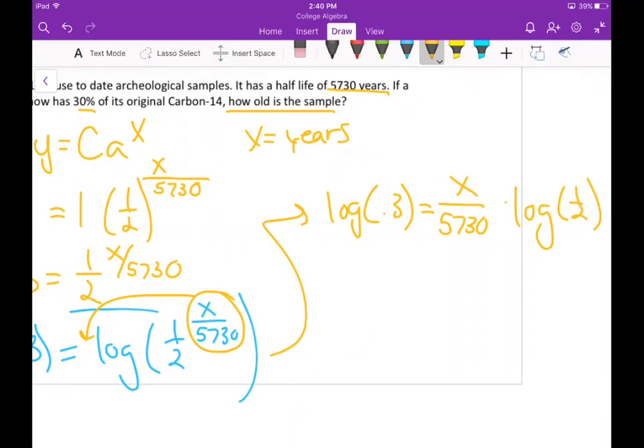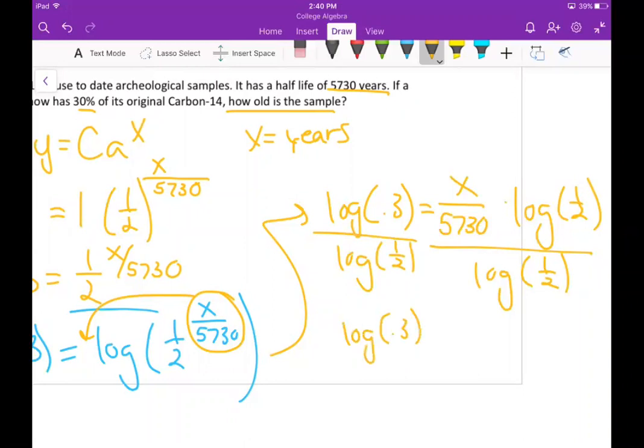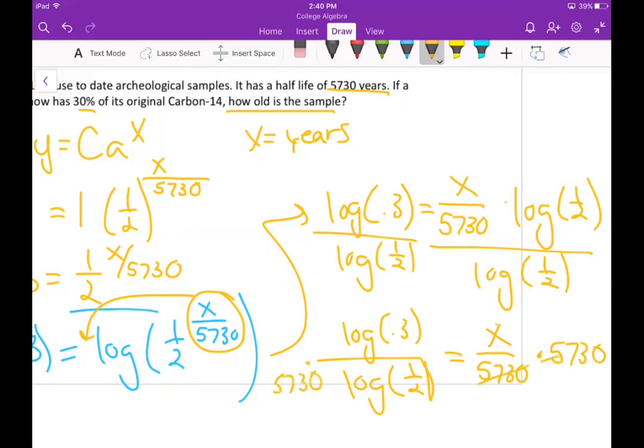So I need to do 2 things here now to solve for x. X is being divided by a number and multiplied by a number. Let's undo that multiplication first. Divide off that log of 1/2 first. Again, don't start rounding yet, so I would leave that alone. That's log of 0.3 over log of 1/2 or 0.5 equals x over 5,730. So we'll need to take that left-hand side times 5,730 in order to solve for x.